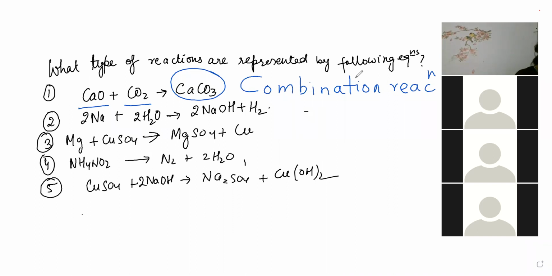Combination is what type of reaction? Exothermic. Heat is released. So combination plus exo. Smart people write extra. Specifically in chemistry, if you write the most important thing extra, then it will be added.